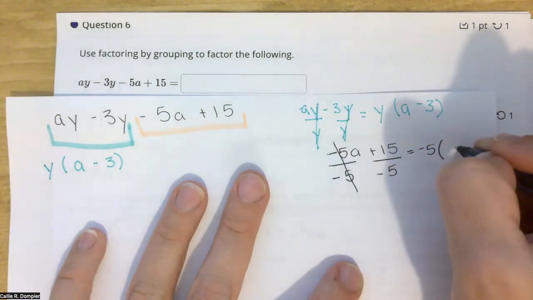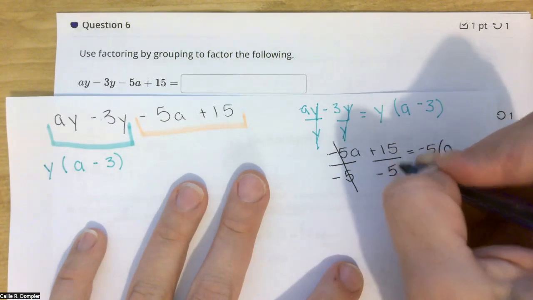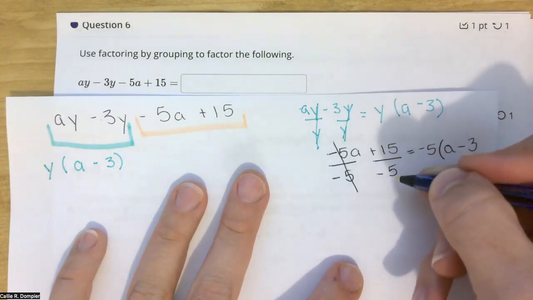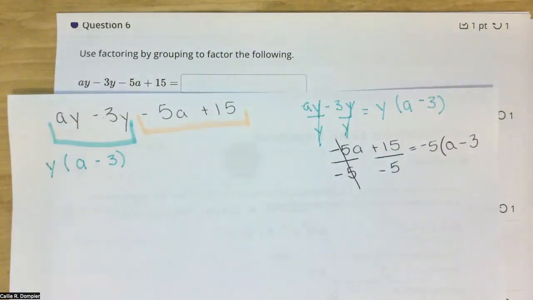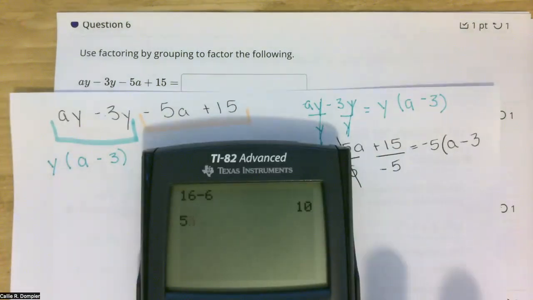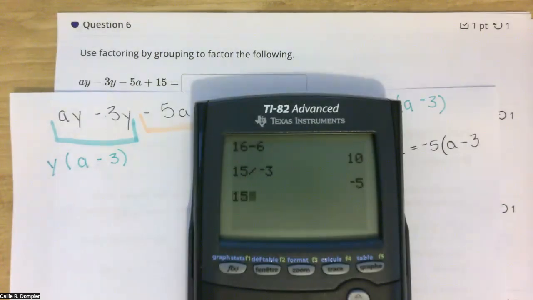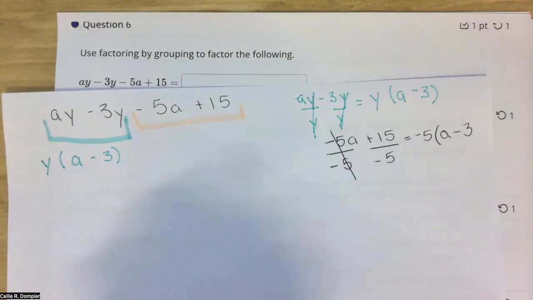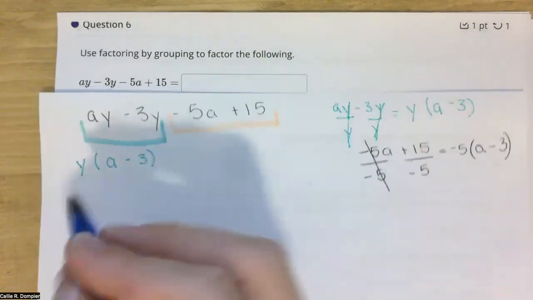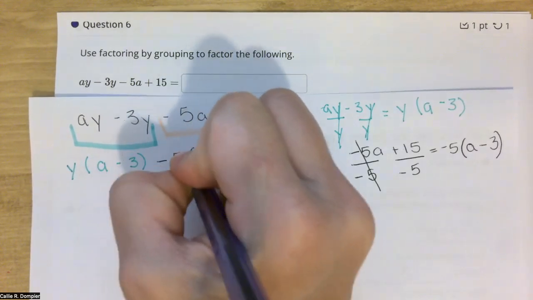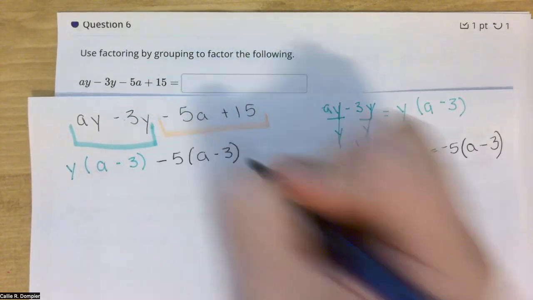Negative 5a divided by negative 5 is just a positive a. Positive 15 divided by negative 5 is a negative 3. Good? So I have y times a minus 3 minus 5 times a minus 3. Okay?